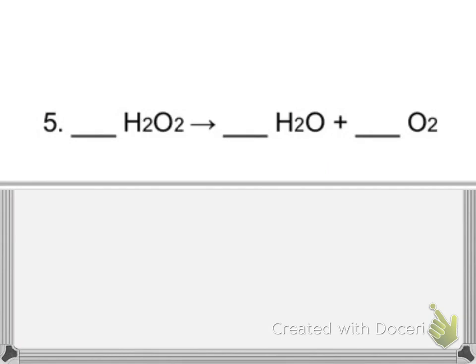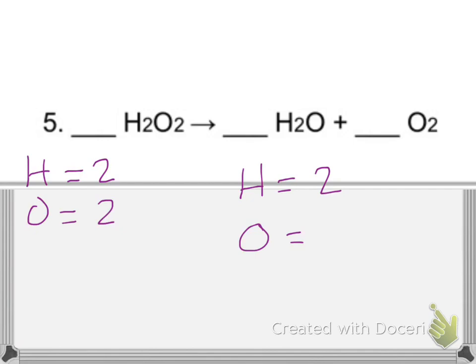All right, number 5. On the left-hand side, we write down the H and the O. So we have 2 hydrogen and 2 oxygen. And then on the product side, we have hydrogen and oxygen. We have 2 hydrogen. Now look what's going on here. We have H2O, and then we also have oxygen. So we have to add those together. See the plus sign? We add them together. Okay, so that gave us 3.